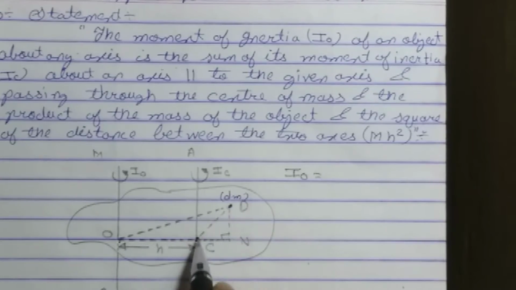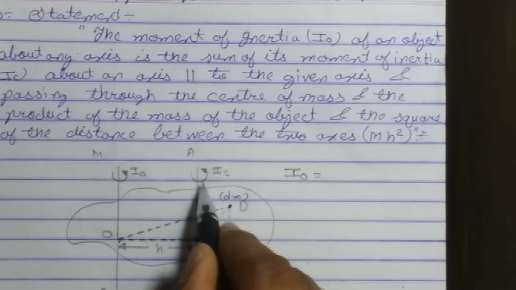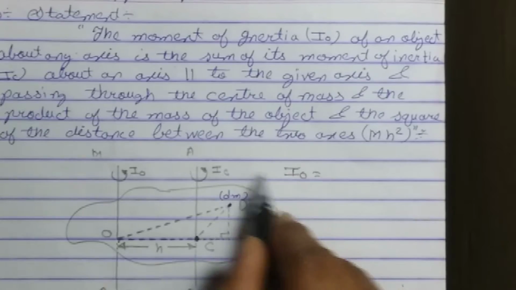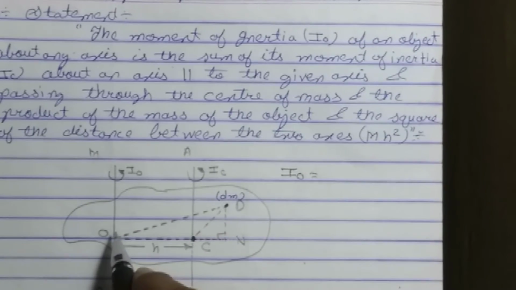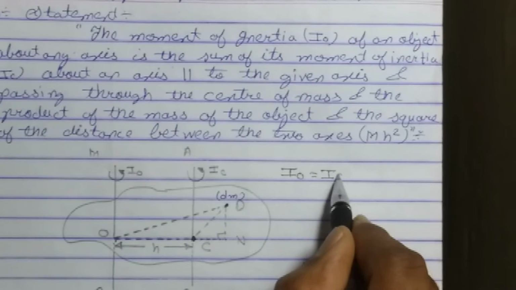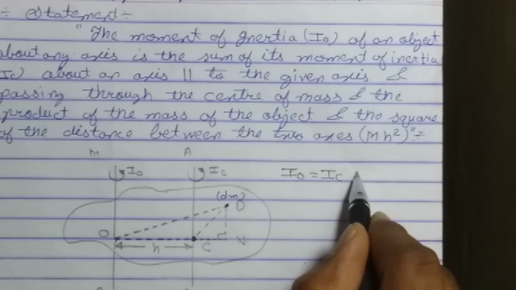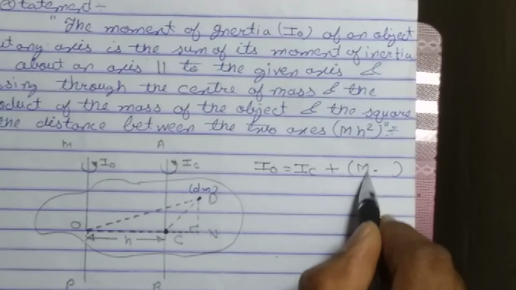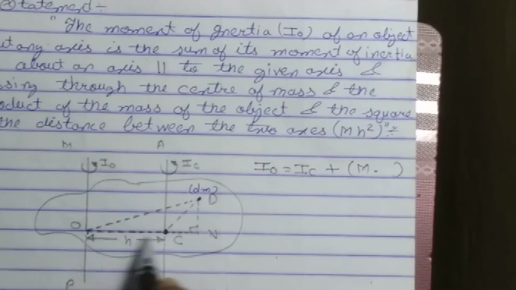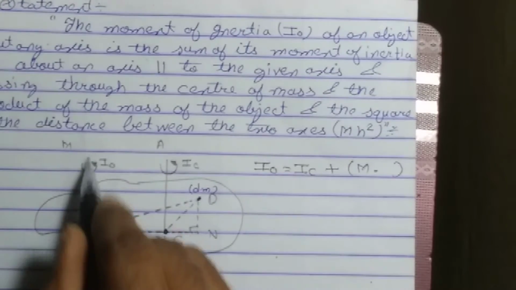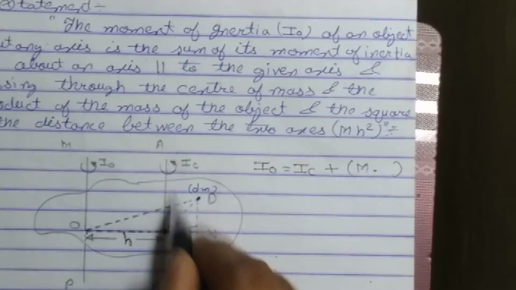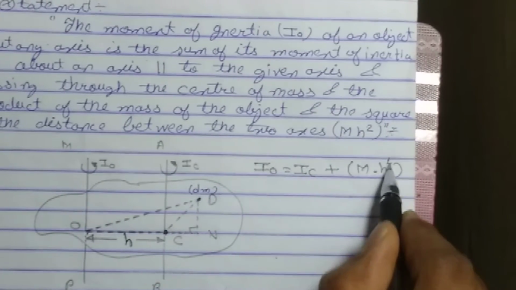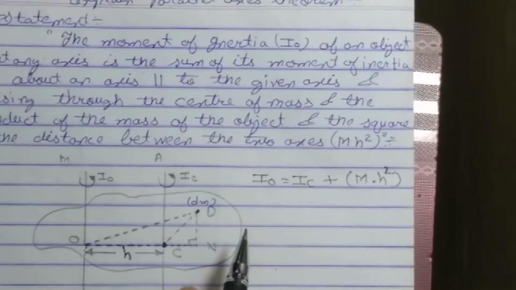An axis passes through the center of mass, and the moment of inertia of the body about the center of mass is given by IC. The theorem states that the moment of inertia of the body about any axis is always equal to the moment of inertia of the body about its center of mass plus the product of the mass of the body and the distance between the two axes. Here, the axis of rotation is through O. We have to find IO, and IC is already given about the center of mass. The distance between the two axes is h.